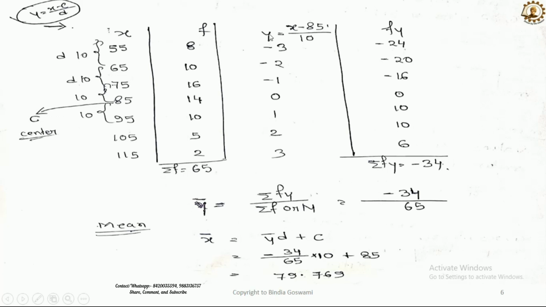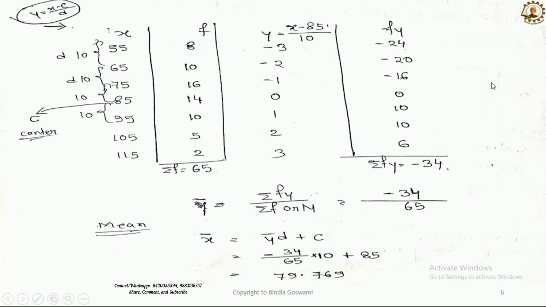So how do we calculate the y column? y equals x minus c by d. Here c is 85 and d is 10. So x is 55. Firstly the first number, 55. So 55 minus 85 by 10 is minus 3. Next 65, then 65 minus 85 by 10 equals minus 2. Similarly minus 1, 0, 1, 2, 3. Next fy. Fy means multiplying f and y.